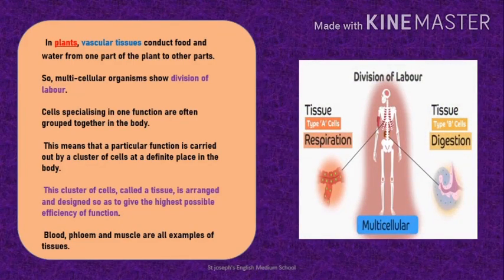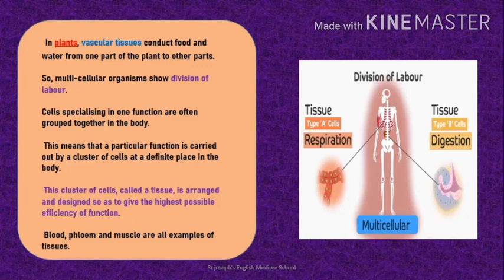Cells specializing in one function are often grouped together in the body. This means that a particular function is carried out by a cluster of cells at a definite place in the body. Like type A cells perform respiration in the lungs, whereas type B cells perform digestion in the stomach. Likewise, this cluster of cells, called tissues, is arranged and designed so as to give the highest possible efficiency of the functions. Means what? Here, this group of cells is designed in such a way that they do their work in a very perfect manner, with great perfection.